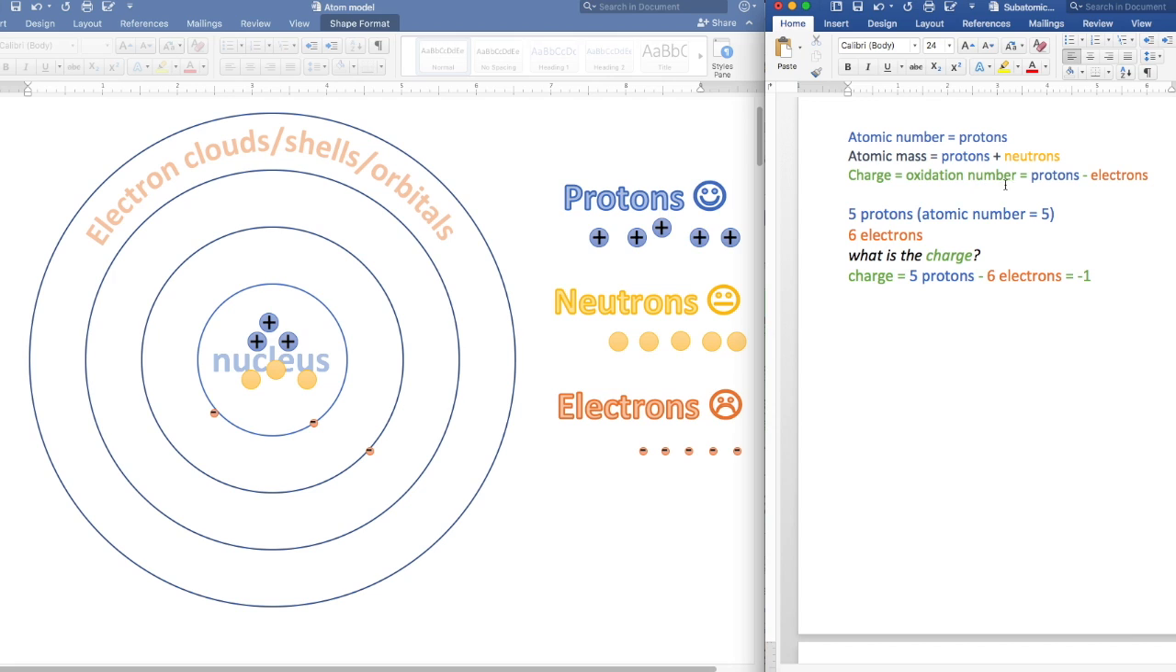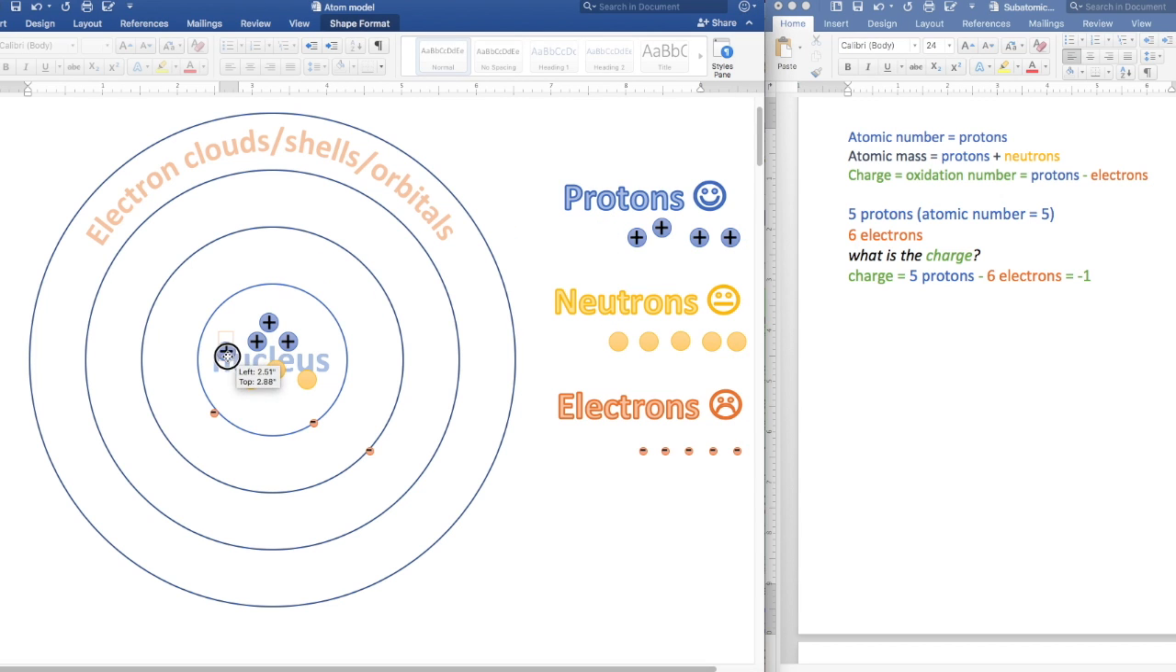To get that mathematically, it's protons minus electrons. So to do this one real quick, 3 protons minus 3 electrons means a charge of 0, which means neutral. The example we have here is where we have 5 protons. So let's put 5 protons in our nucleus.